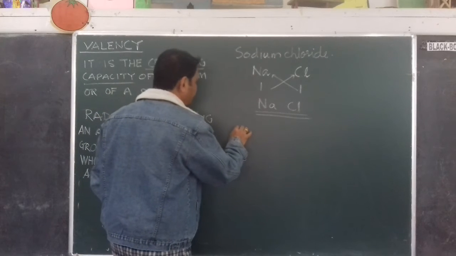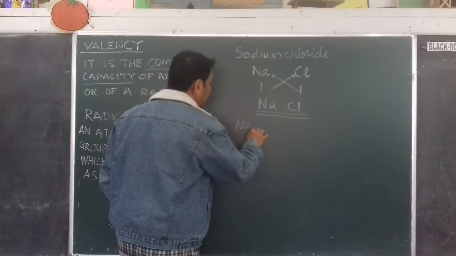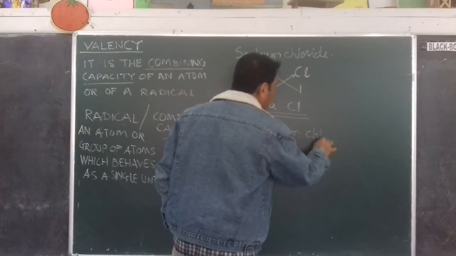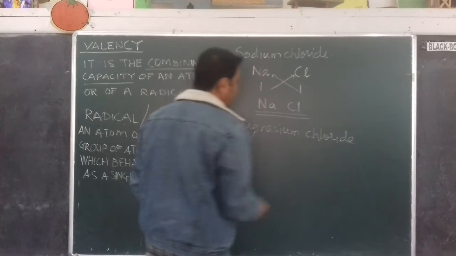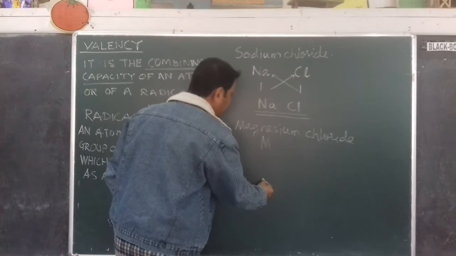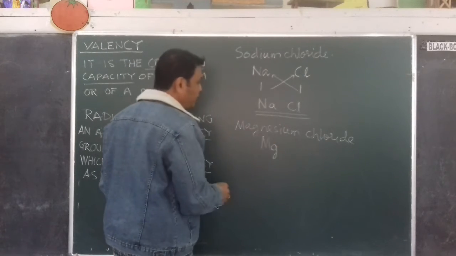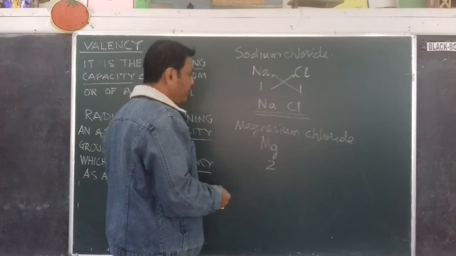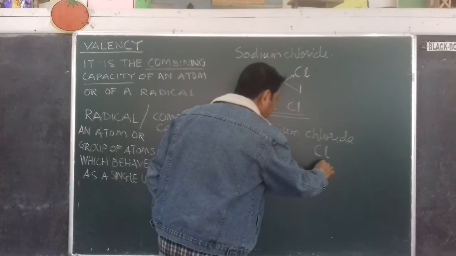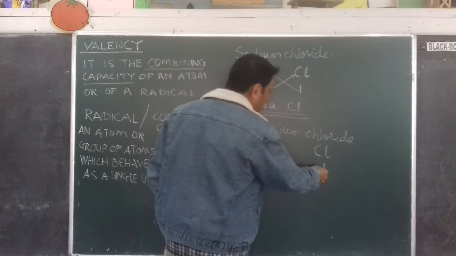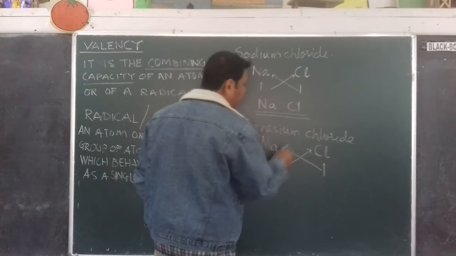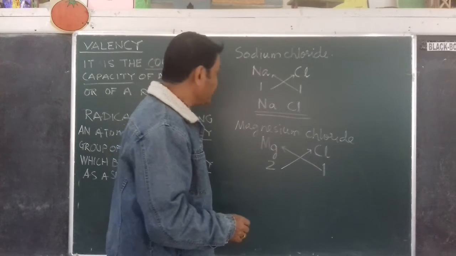Similarly, if we have magnesium chloride. Magnesium, the symbol is Mg, whose valency is 2. Chloride is Cl, capital C, small l, and the valency is 1. And then we exchange the valency. We use the pencil and a ruler to make the arrows like this.